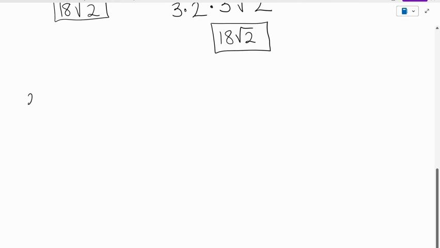All right, you guys try this one. Now remember, I'm going to eventually want you to be able to simplify in your head. So if you can do it in your head, you don't need to show me work.